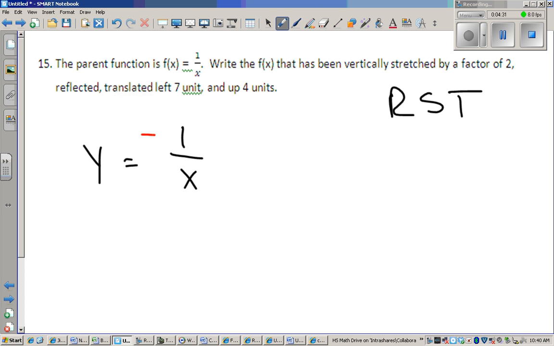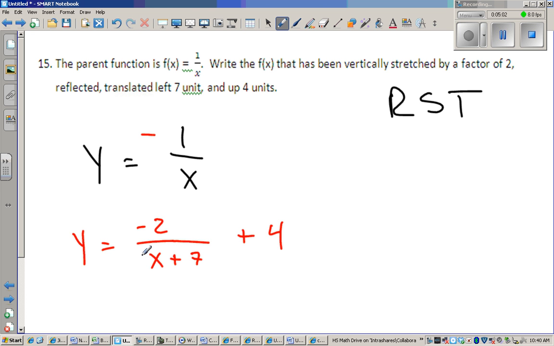Next thing we want to do is we want to put in a vertical stretch factor. Vertical stretch means multiply the entire function. So I'm going to multiply the entire function by 2. And now I've got y equals -2 over x. Next, I'm going to translate this to the left 7 units. So I'm going to do that. Left is in a negative direction. I'm going to do that by adding 7. And lastly, I'm going to go up 4 units, so I'm going to add 4 to the entire function.